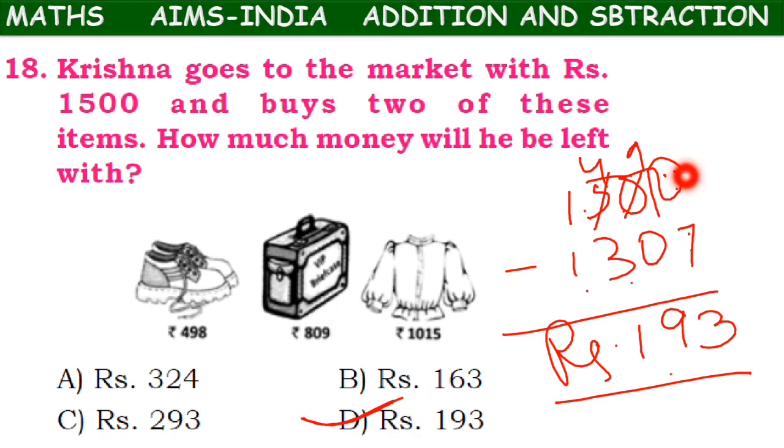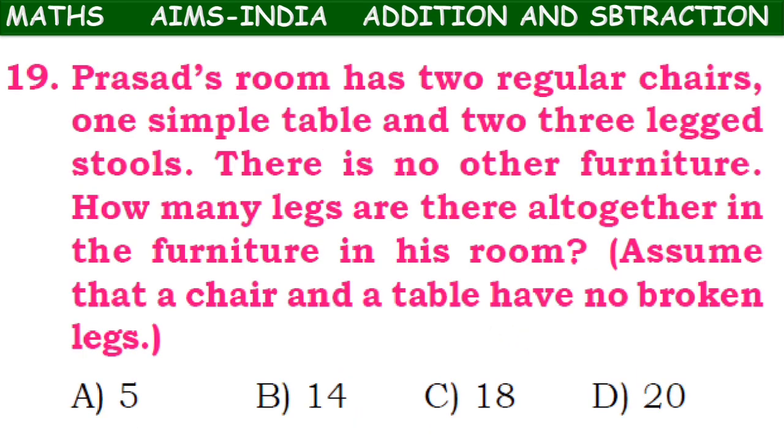When such a question is given, you need to look at which of the given products or things we can buy with the given money. Here they have not mentioned which two products he bought. So you need to check which two things he can buy with the given amount and then find the answer like this. Coming to question number 19.